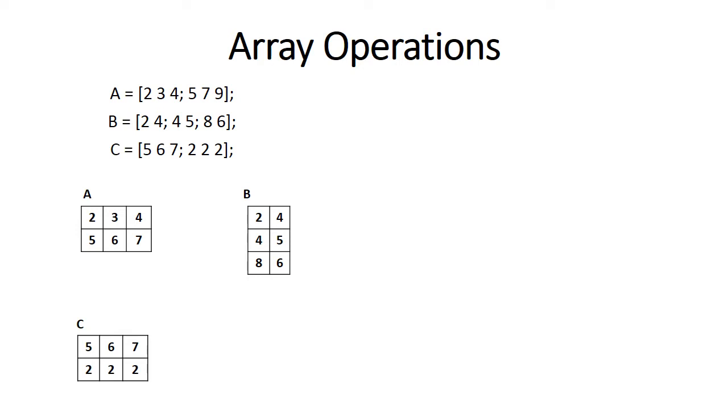Notice that array A and array C are of the same shape, so they have the same number of rows and columns. Array A and B: A has the same number of rows as B has columns, and obviously the same number of columns as B has rows. So it's just the inverse of A in the shape. Okay, so this is important to remember when you look at different array operations.